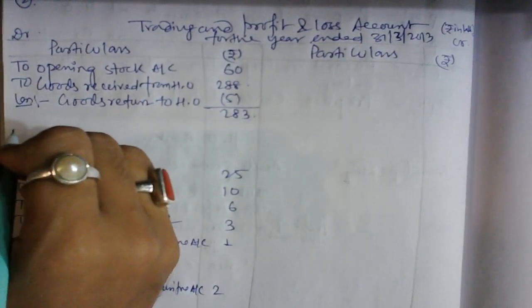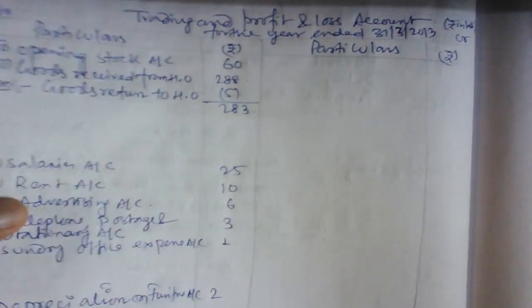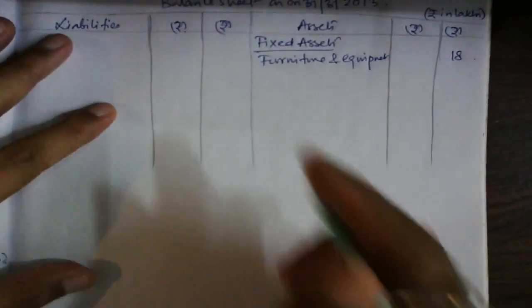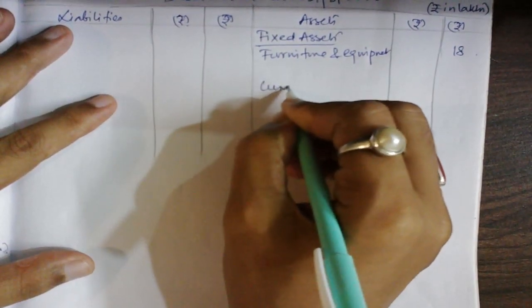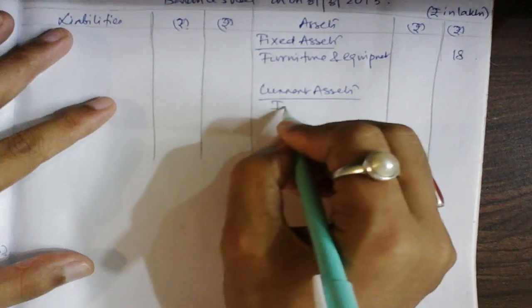Now after this what we have, after this you have certain debtors, so debtors will be plotted on the current asset side, so go here and plot here current asset, and in the current asset head the first thing always plot inventories, huh?